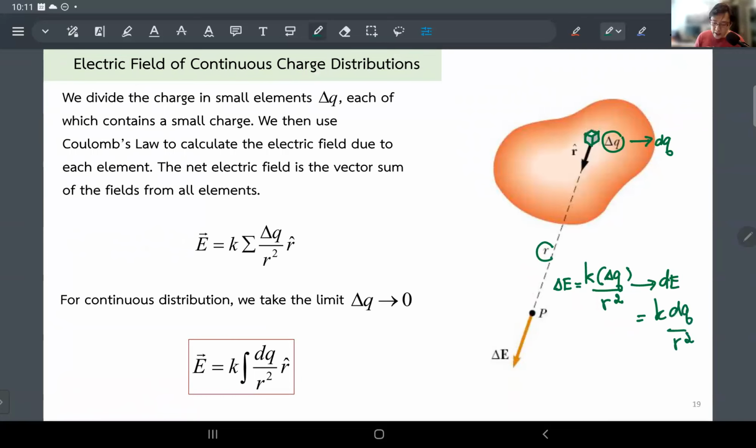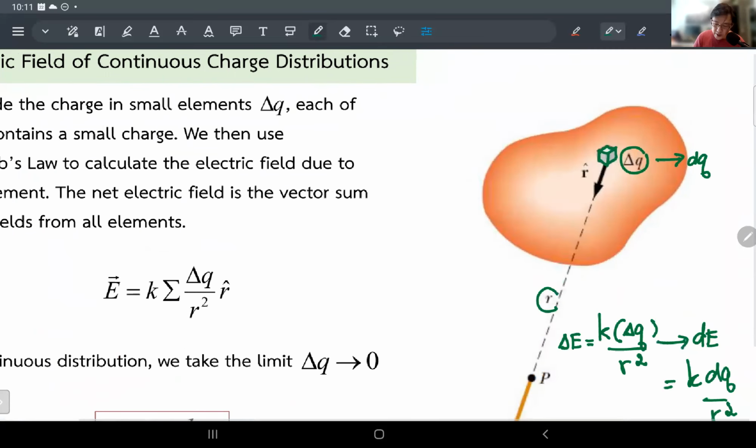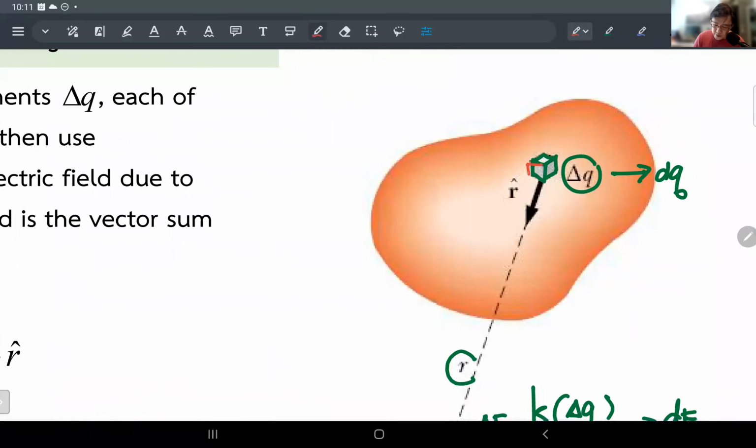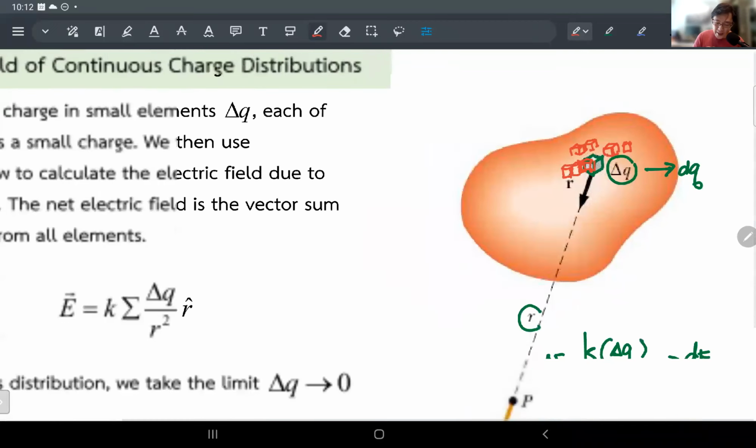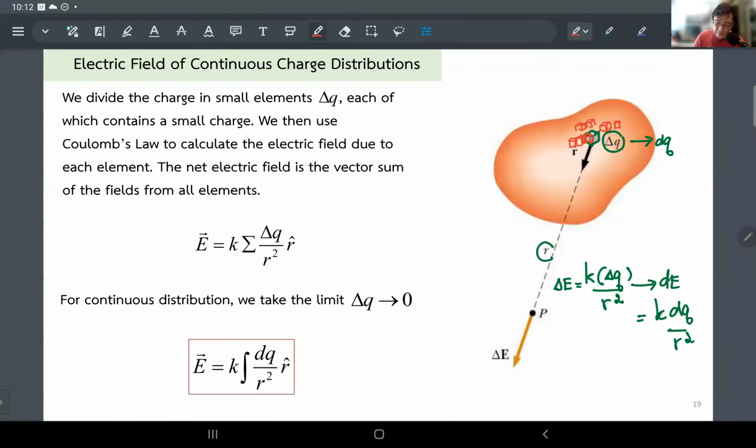And then what you need to do is just keep doing this for the rest of the charge. You do the next dq, and the next one, and the next one. I mean, you just do them all. Just keep doing it. Okay. But the bad thing about this one is, oops, sorry.